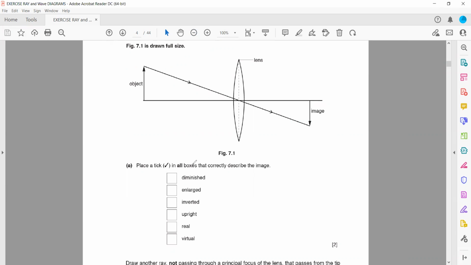The question is: place a tick in all the boxes that correctly describe the image. When you compare the size of the object and the size of the image, the image appears to be smaller, so the image is diminished. It is inverted, that is true, because real images are always inverted, so this is always a real image as well. If it was a virtual image, it would form on the same side, it would be upright, and it would be enlarged, or you can also say magnified.